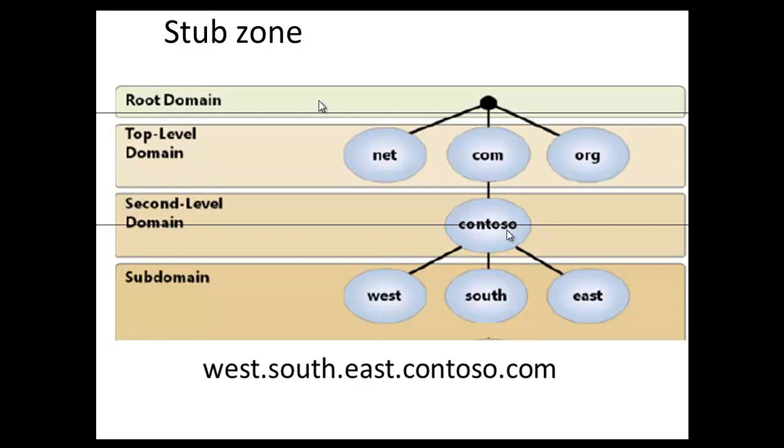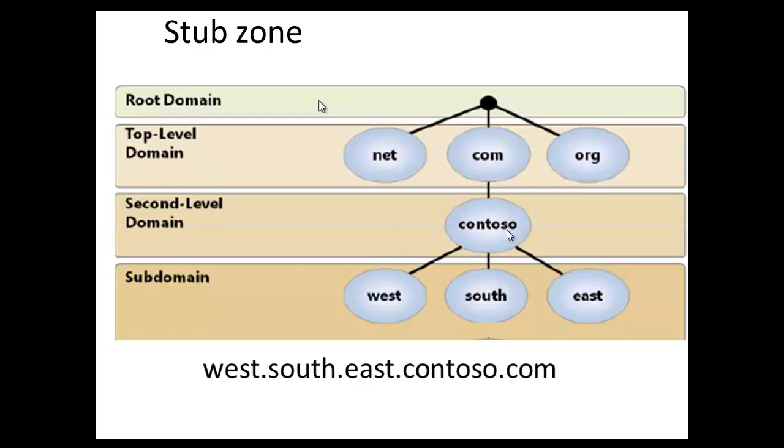So the stub zone is a copy of a zone that contains only those resource records necessary to identify the authoritative DNS servers for the zone. A stub zone can also be used to resolve names between separate DNS namespaces.